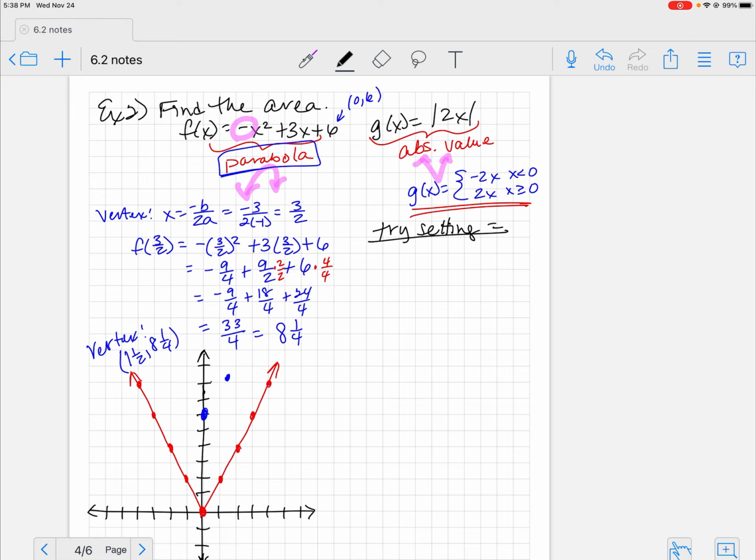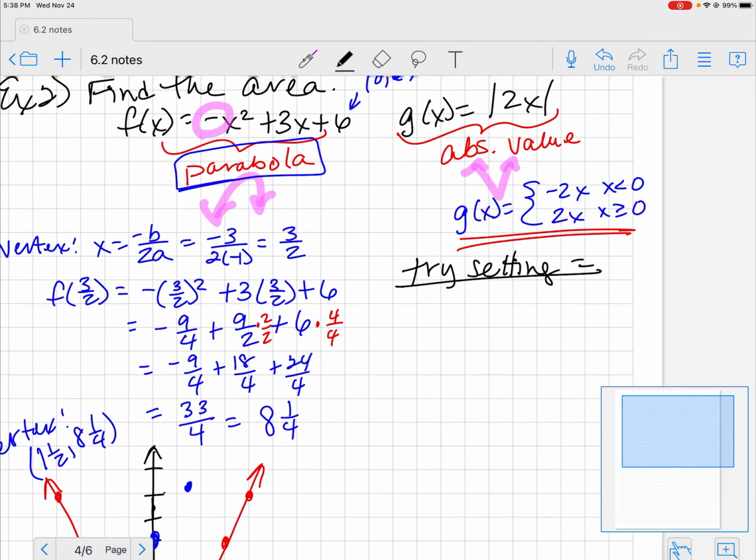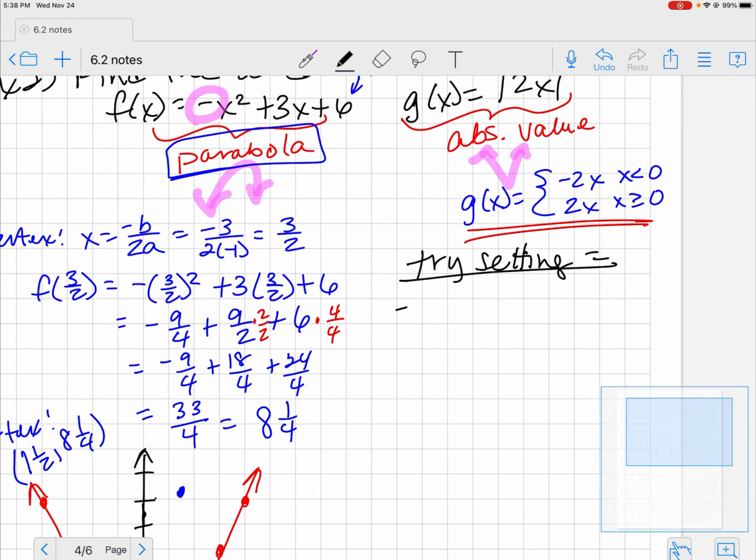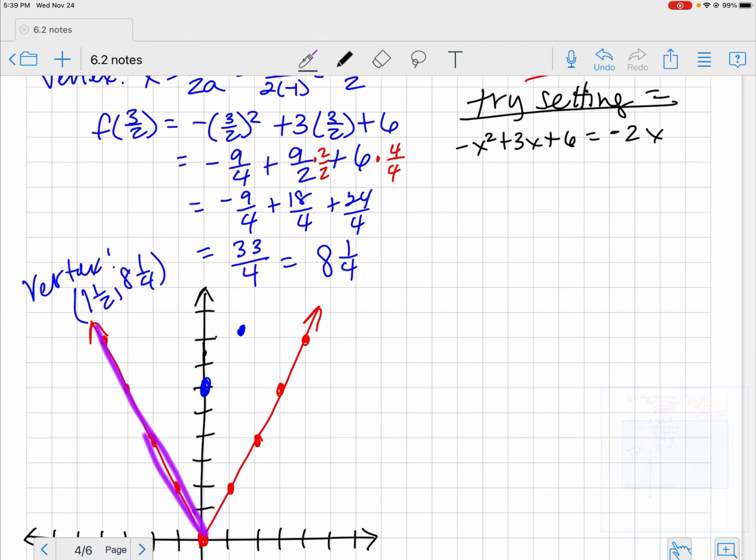Let's try setting these equal. So I'm going to make this bigger so we can see it better. I have this negative x squared plus 3x plus 6 is going to equal this negative 2x because I want to see where is my function hitting where my slope here is negative 2 on that side, right? So let's do this thing. I want to have always, always, always a positive lead coefficient. So I'm going to add x squared, subtract 3x, and subtract 6, all right?